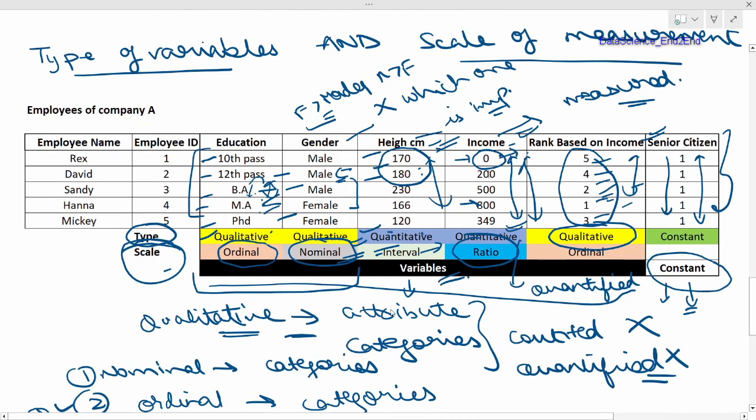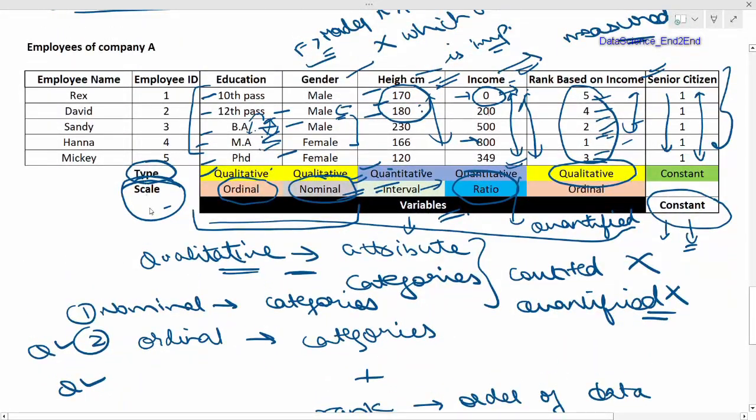I hope different types of variables and different scales of measurement are clear to you.